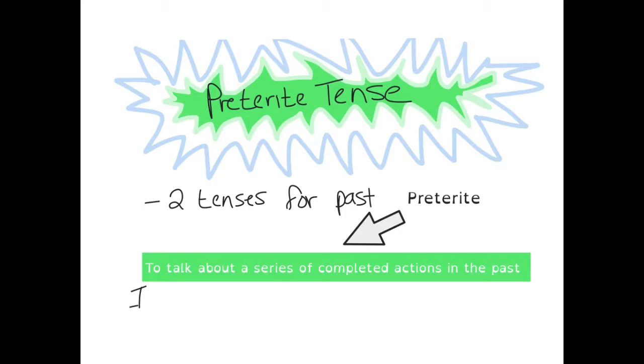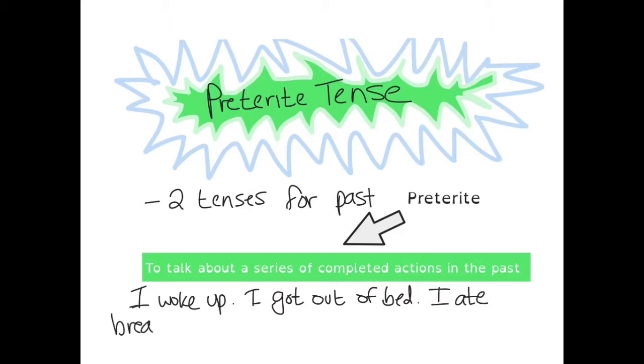That also means that if you're talking about a series of completed actions in the past, that would also require the preterite. So think sequence. I woke up, I got out of bed, I ate breakfast, later, I walked to school. All of those things are over and done with. We can tell that by how I'm speaking. Ate, woke, got out of bed, walked.